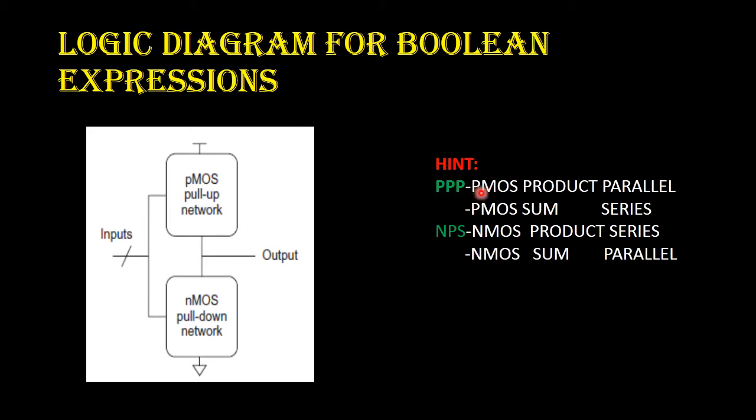Triple P means PMOS product parallel. So in a Boolean expression, if we are having a product term, then the PMOS transistors should be connected in parallel and the NMOS transistors should be connected in series. So in product, PMOS transistors are in parallel, and its converse operation is on NMOS: product series. Similarly, if you are having a sum in the Boolean expression, then the PMOS transistors should be connected in series and the NMOS transistors should be connected in parallel. So we just have to remember this triple P, PMOS product parallel.